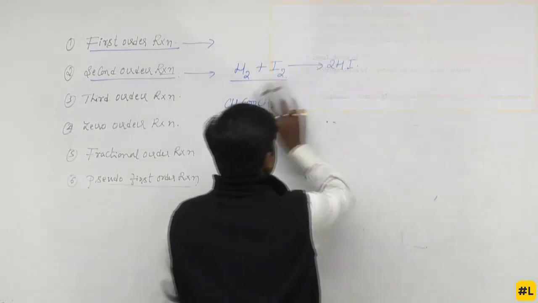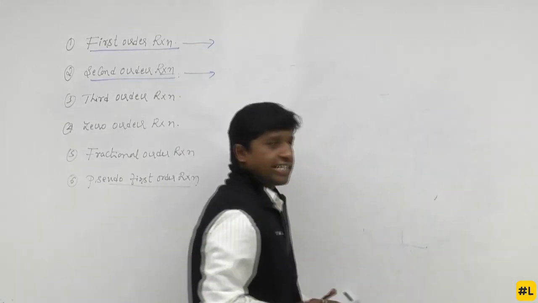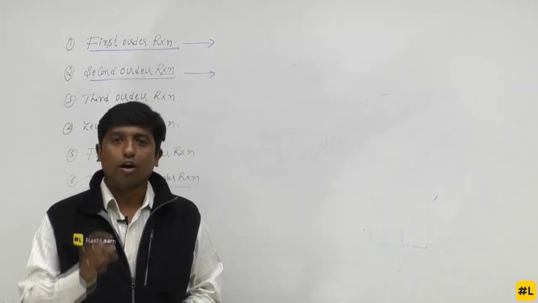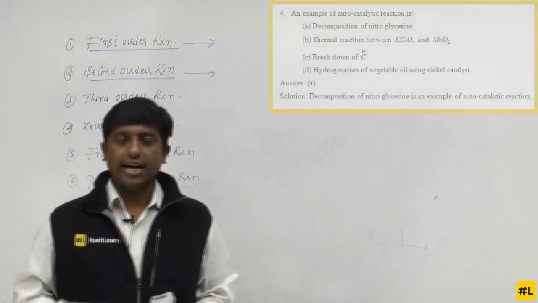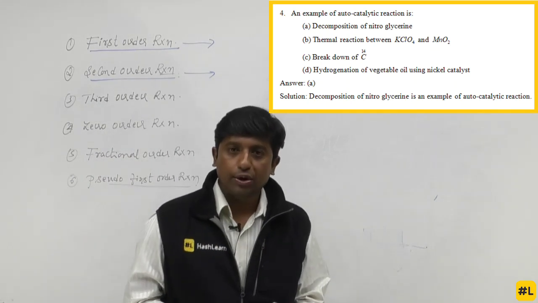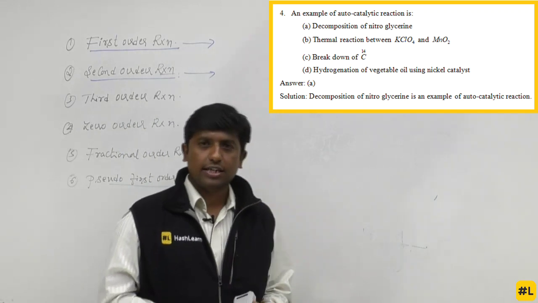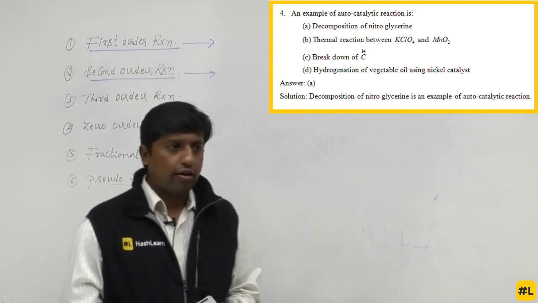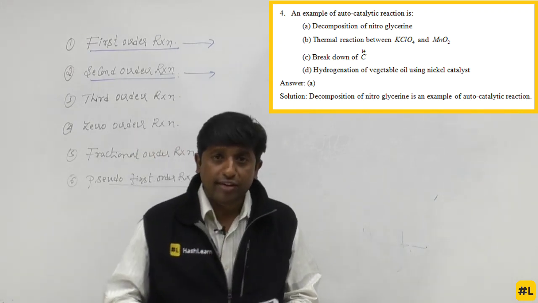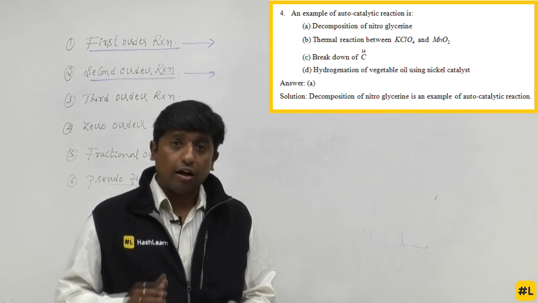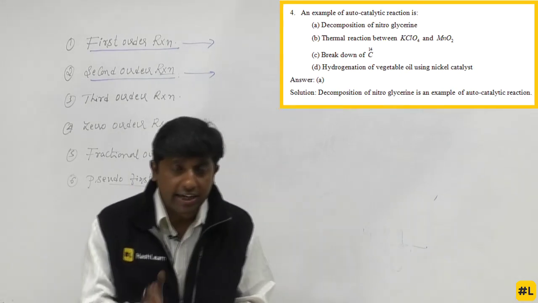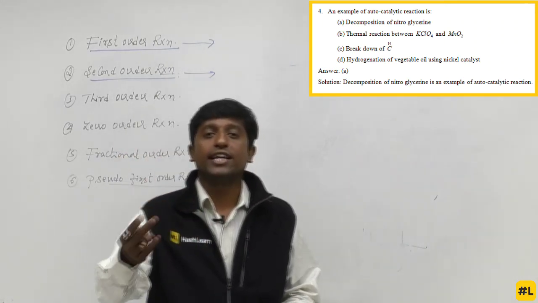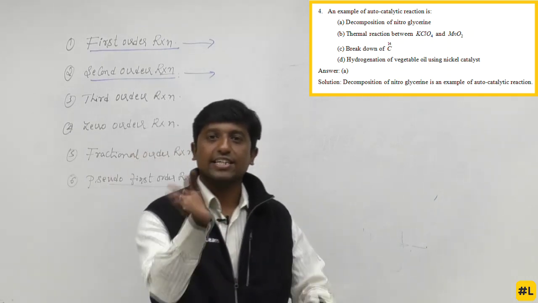A reaction in which the reactant molecule itself acts as a catalyst, with no need of adding a catalyst externally, we call autocatalysis. Here the correct answer is decomposition of nitroglycerin. Students, nitroglycerin is also called dynamite. It is an explosive. When it decomposes, it gives various oxides of nitrogen. The oxides of nitrogen liberated during the course of the reaction will catalyze the reaction. Such reactions we call autocatalyzed reactions. There is no need of adding catalyst externally.